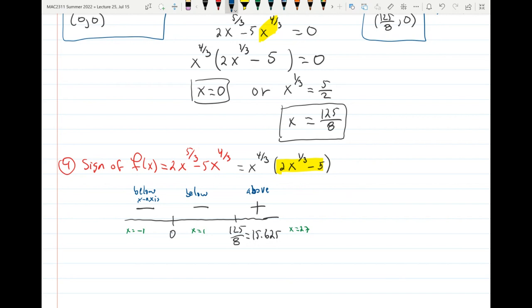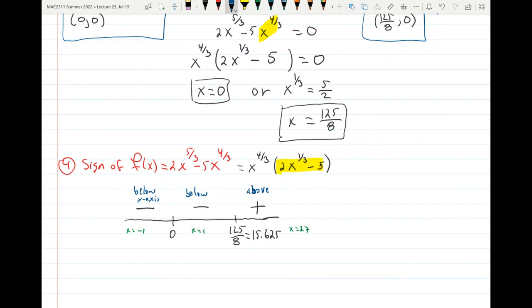So what does this mean? It means it's going to be a touch point. We're going to touch the point and then come back down, like when you're graphing polynomials and you have these points with even multiplicities, because the function has to keep the same sign around the 0. And then this is telling me that 125 over 8 is a cross point, because we need to cross the x-axis, because it goes from negative to positive. So this information is important, the sign of f.